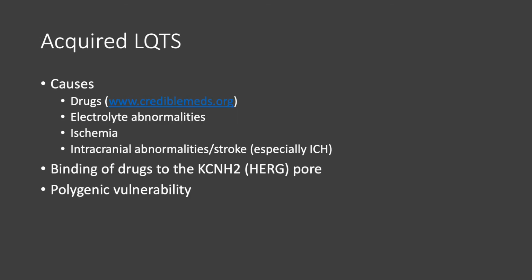Acquired long QT syndrome is far more common than inherited monogenic forms of long QT syndrome. Acquired long QT syndrome can be caused by a number of different drugs, some electrolyte abnormalities, ischemia, and intracranial hemorrhage. It's thought to be due mostly to binding of drugs to the KCNH2 gene product, or hERG, and unlike the other inherited forms of long QT syndrome, acquired long QT syndrome probably has a polygenic vulnerability.